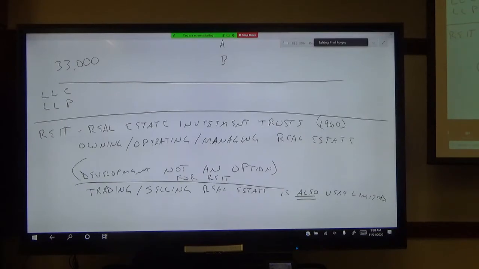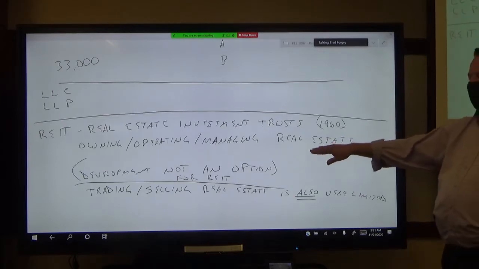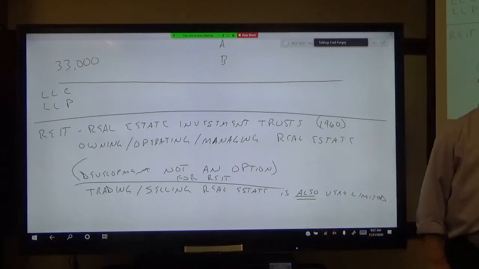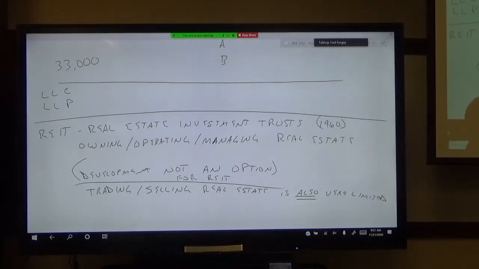If you're selling off 5% of your portfolio each year, the IRS is probably not going to be overly concerned, okay? But if you're selling off 10, 15, 20, 30% of your portfolio almost on a regular rotation year after year, the IRS is going to say, hold on a second, you're not really, truly owning, operating, and managing real estate. You are, once again, engaged more in trading and selling. Okay, does that make sense?